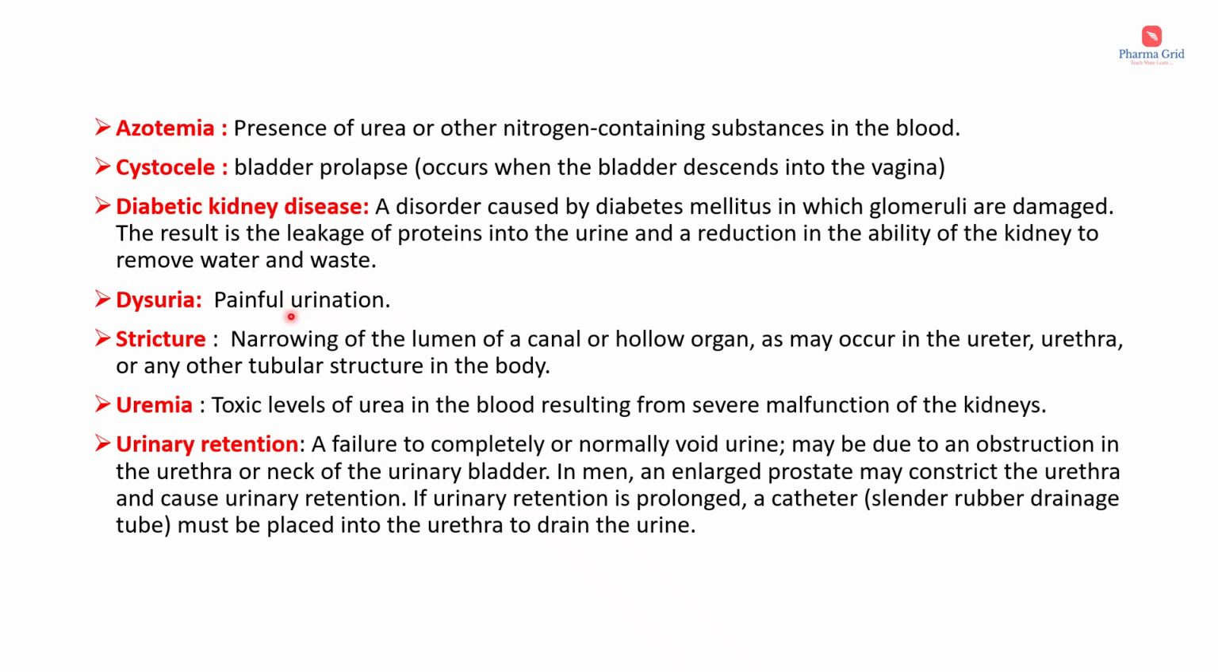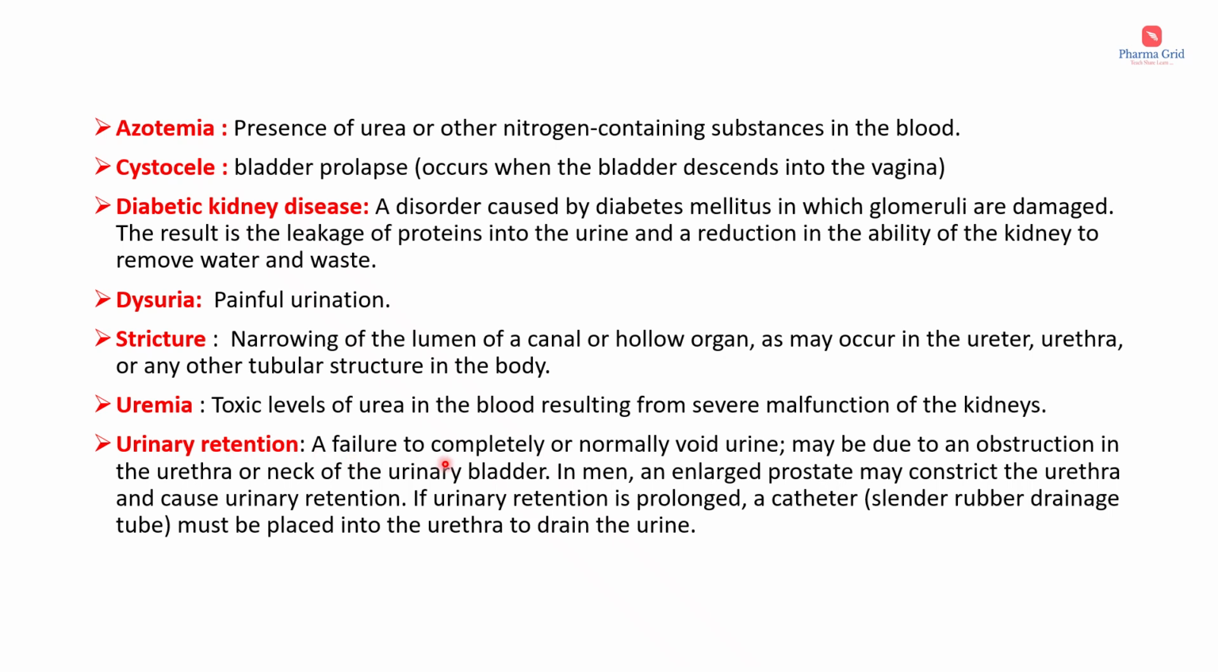Dysuria means painful urination. Then stricture. It is narrowing of the lumen of a canal or hollow organ, as may occur in the ureter, urethra or any other tubular structure in the body. Then uremia, which means toxic levels of urea in the blood resulting from severe malfunction of the kidneys.